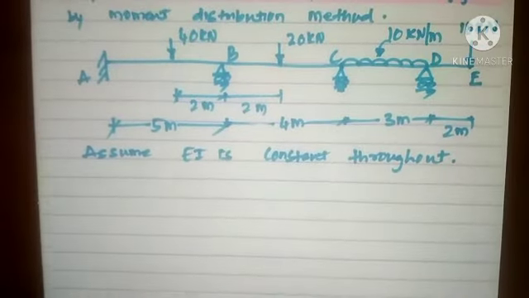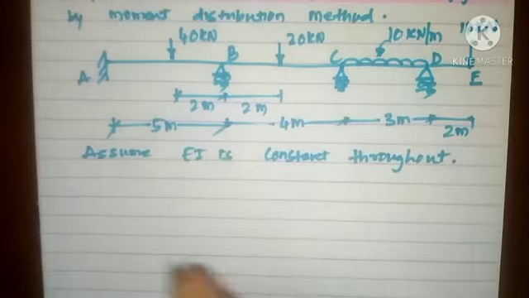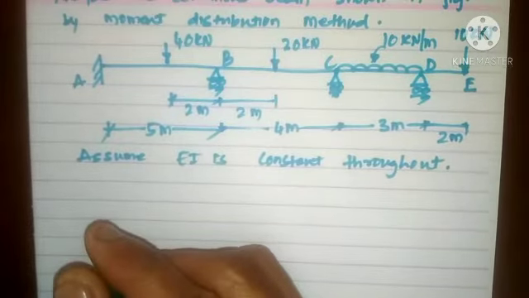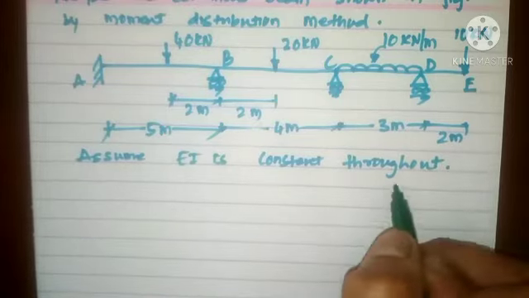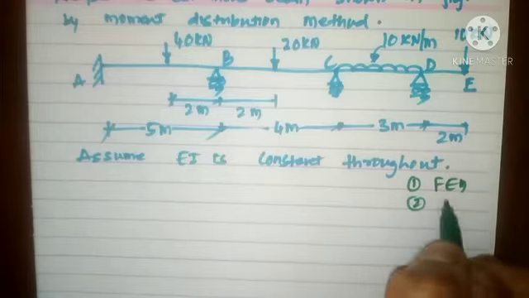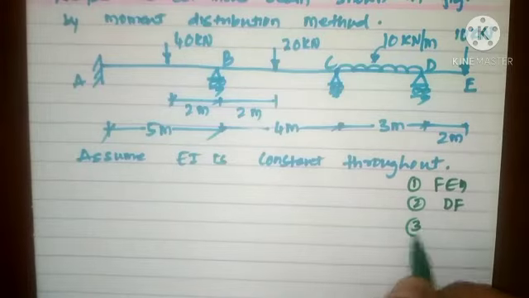This is a continuous beam with an overhang, and we need to solve this continuous beam by the moment distribution method. The procedure is quite simple here. First step is to find the fixed end moment. Next is to find the distribution factor, and the third one is to find the distribution table.